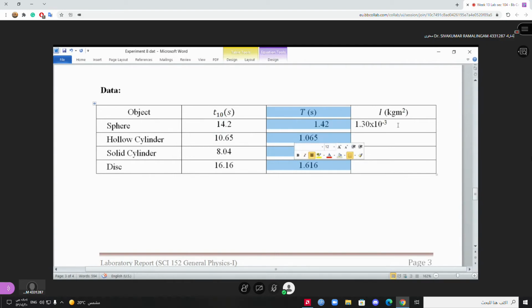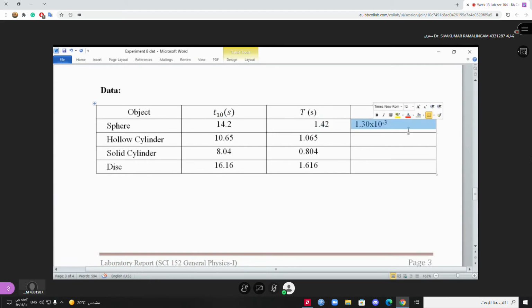Substitute the time period in the same formula. Substitute the time period of the sphere in the formula, that is 0.0255 into 1.42 divided by 2 pi whole square. If you complete that, you get this answer. Substitute this T value. This T is smaller than the previous one. Substitute the T value in the same formula. You will get the moment of inertia for the hollow cylinder.